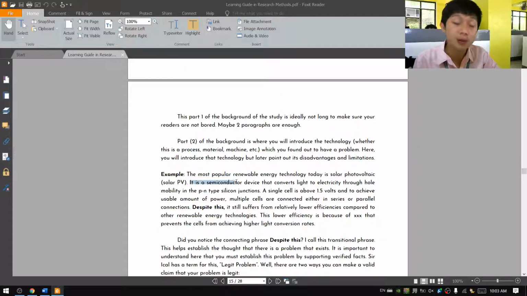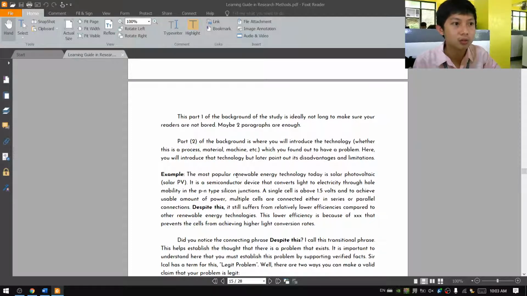So what is a solar PV? It is a semiconductor device that converts light to electricity through hole mobility in the p-n-type silicon junctions. So question: do I have to put a citation here? You can, and you may or you may not. When I say here, it is a semiconductor device that converts light to electricity through hole mobility in the p-n-type silicon junctions, it means that I am implying that this is already known.